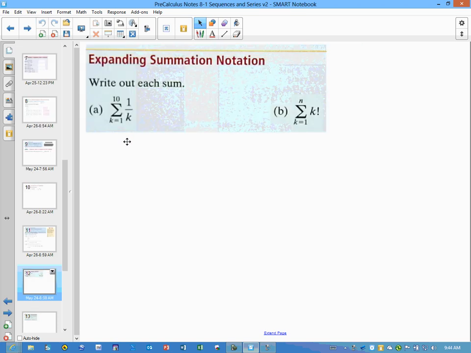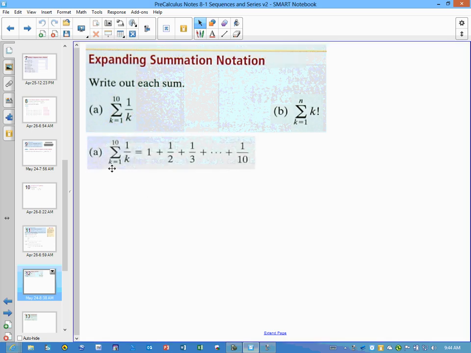Alright, next we're going to look at evaluating or expanding some of these sums. First, we're just going to write them out. We're just going to expand them out. We're not going to actually find the value of the sum. So here, this is the sum as k goes from 1 to 10 of 1 over k, and that's simply going to be, we start with 1, so we substitute in 1, so 1 over 1 is 1. Then we substitute in 2 to get 1 half, substitute in 3 to get 1/3, etc., up to 1 over 10. And if we added them all together, that number would be the value of the sum.